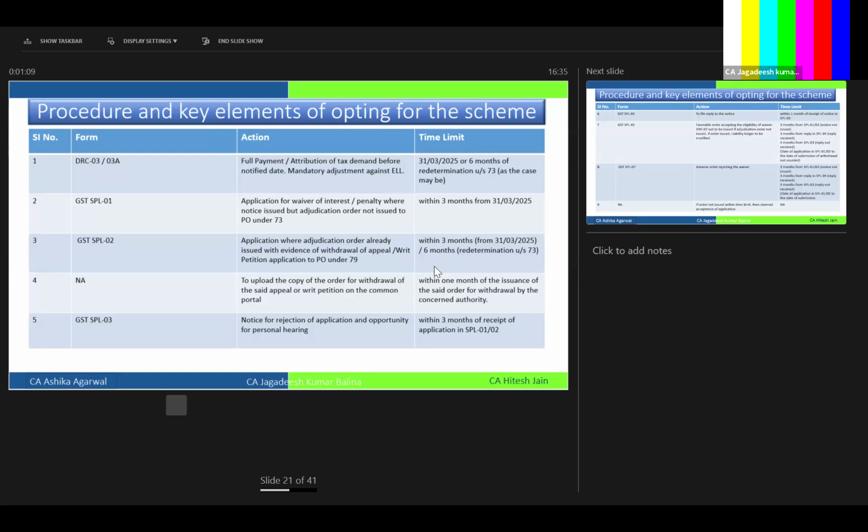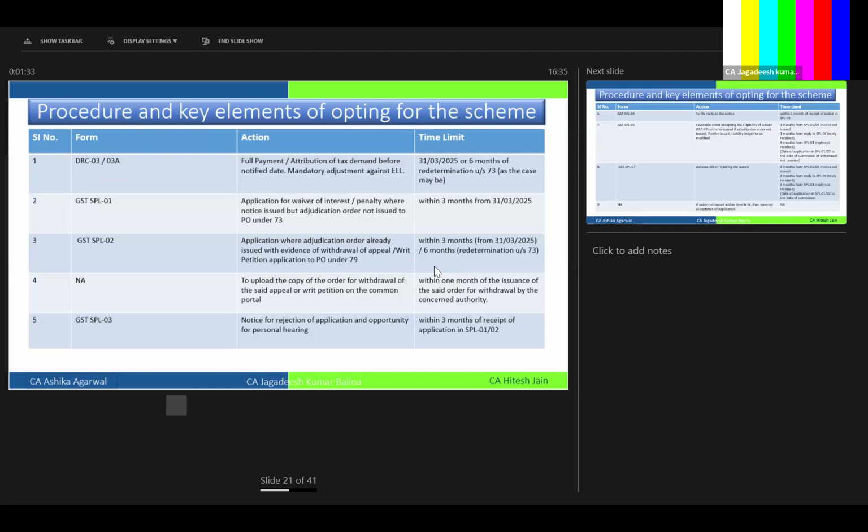And as we already discussed, if your order got converted from 74 to 73, then you need to pay the tax within 6 months from the date of the redetermination order. So this is the payment. Once you have made the payment, then the process will start.